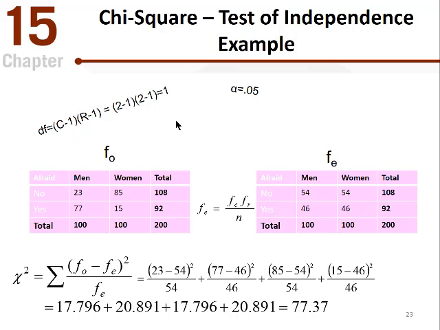If you look up the critical value in the table now, you come up with a critical chi-square of 3.84. Well, our chi-square, the one that's based on our sample data, is 77.37. So obviously it's much larger than the critical value. Therefore, we can say there is a relationship between the variables gender and the fear of walking alone in the dark at night.